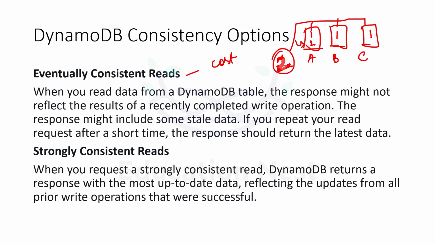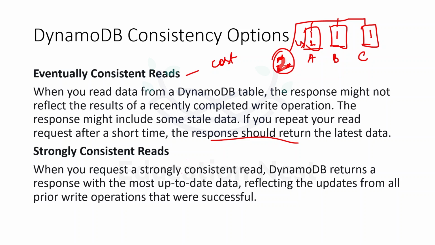So in eventual consistent read, you can expect some stale data. If you repeat your read request after a short time, you might get a different response. Okay, the next is strong consistent read.